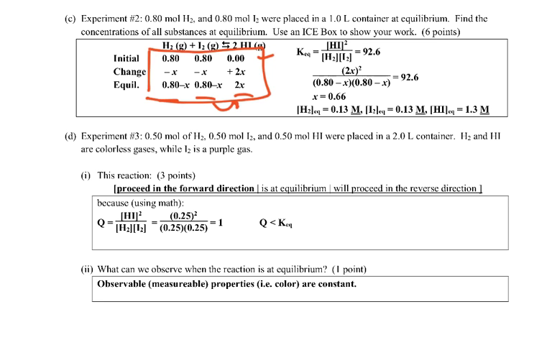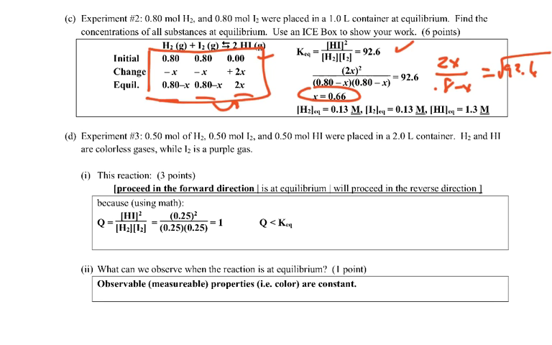Now, we already have our KEQ expression, so we're just going to substitute in. And this is not going to be tough math because it's squared and squared, and so we can take the square root of both sides. So when we take the square root of both sides, we are going to get 2x divided by 0.8 minus x equals 92.6, square root of that. And then we have to go through and just solve for x. So when we solve for x, we get 0.66. There's a little algebra to do in that step.